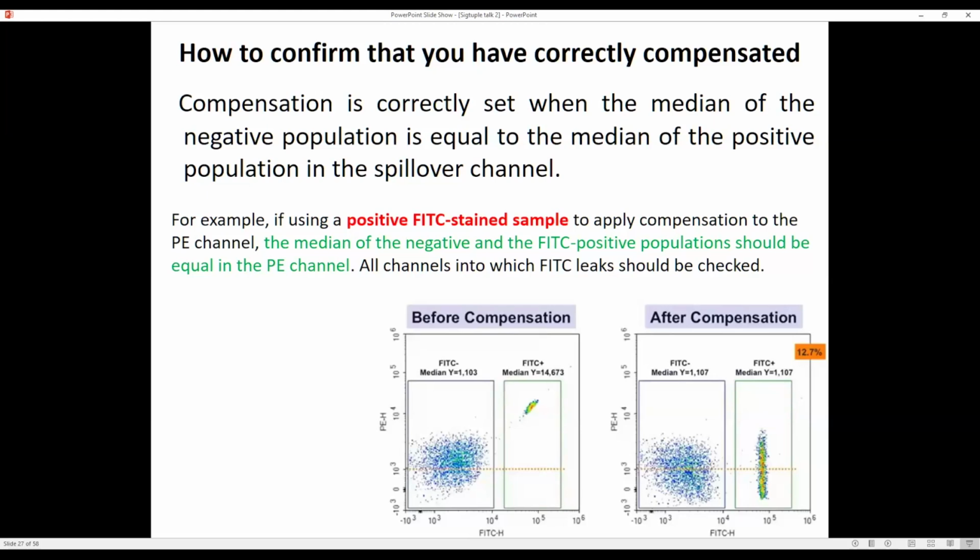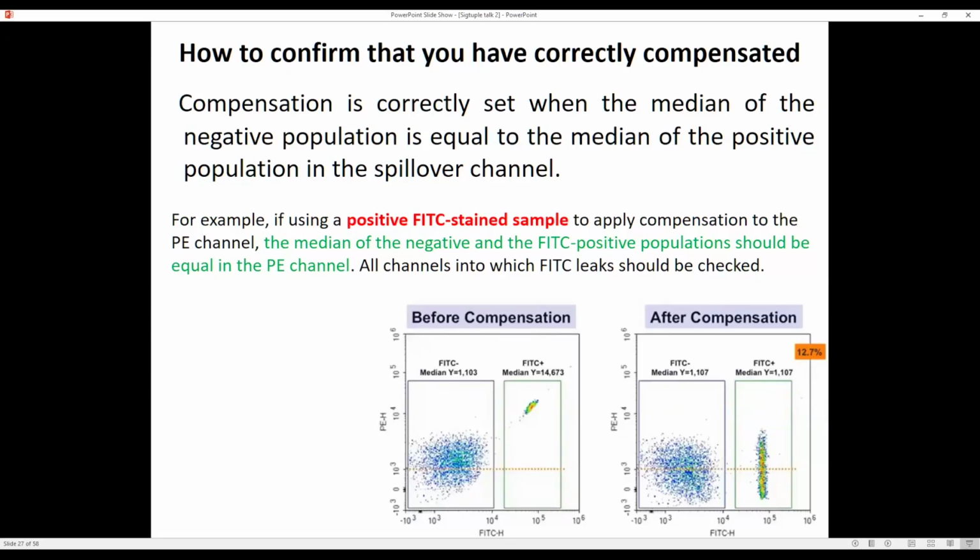So that's how you need to check whether the population has been adequately compensated. I repeat, the spillover channel, in this case PE, the median MFI, which is median fluorescence intensity, of the FITC negative population and the FITC positive population should be the same. When it is the same, then you say it is adequately compensated. So if you really want to check perfectly, you need to do it this way.